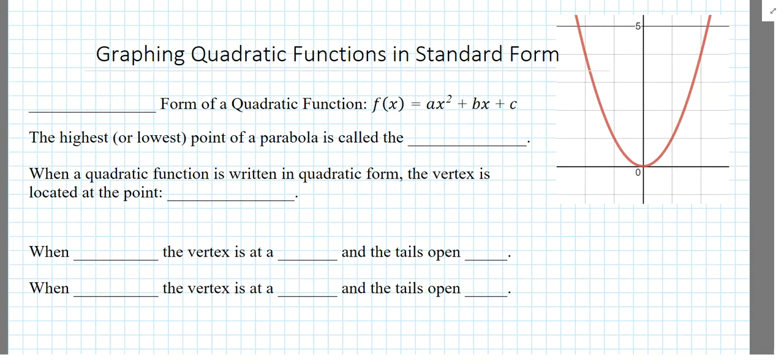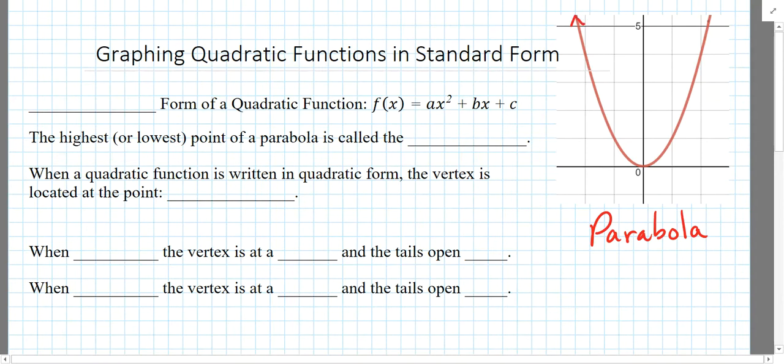Hello. In this video, I'd like to share with you how to graph quadratic functions written in standard form. A parabola is the graph of a quadratic function, which looks like a U shape that has tails that point up or down. When the equation of a quadratic function is written in this form, f of x equals ax squared plus bx plus c, we call that standard form. A, B, and C represent real numbers.